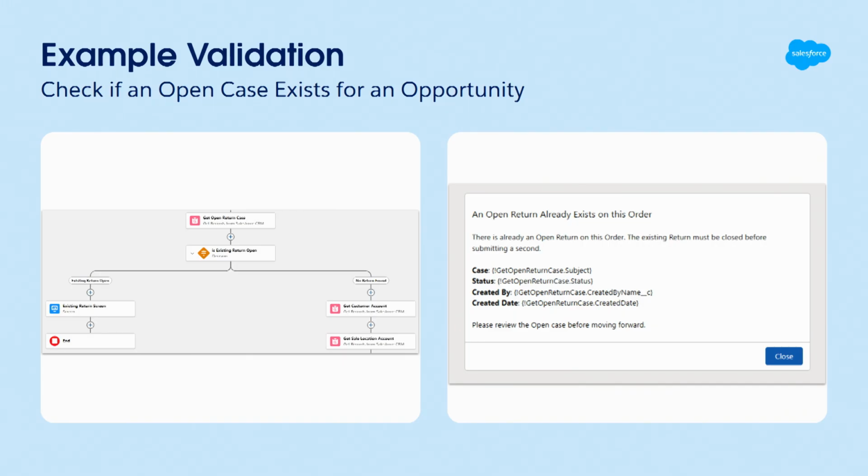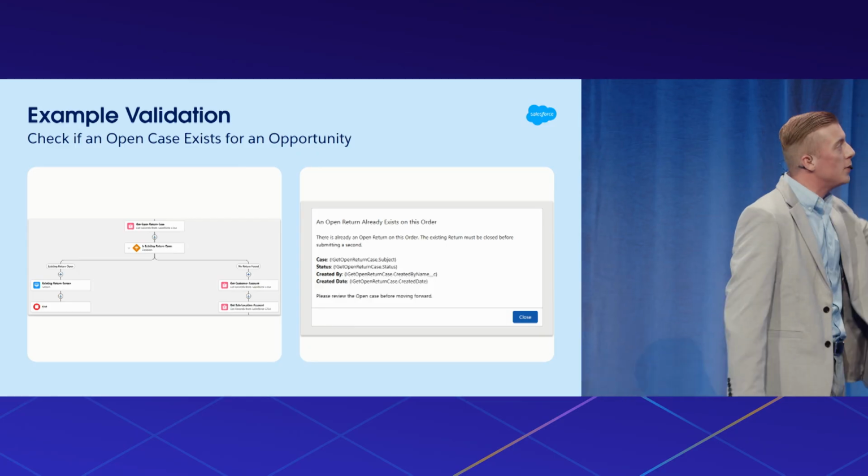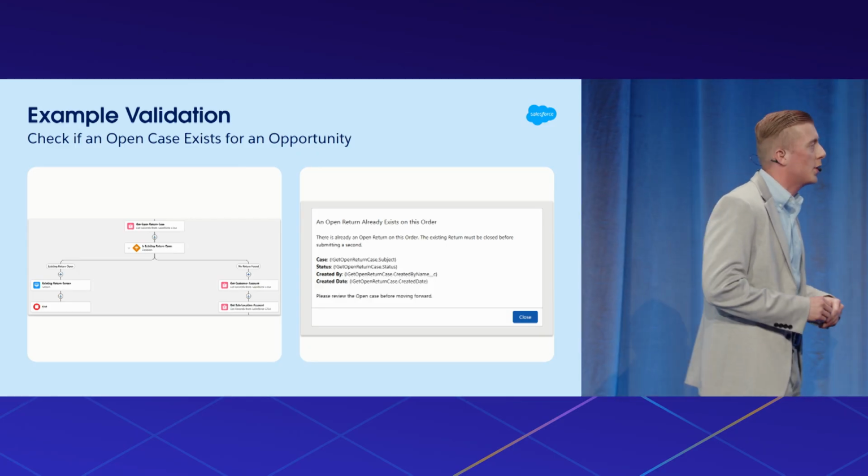If a record was found, we navigate to the left-hand side, and we provide this custom error message that ends the flow. Tells them that there is an open case, here are the case details. You need to go take care of this before you can process a return.